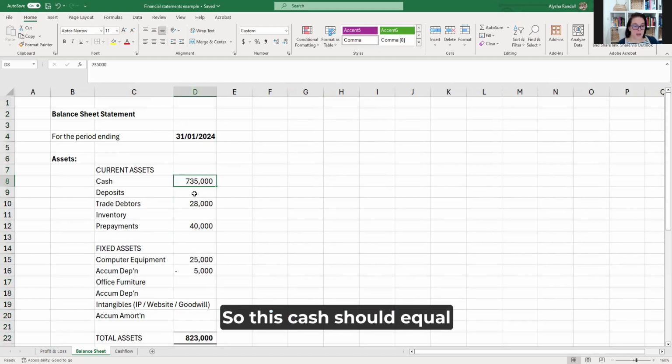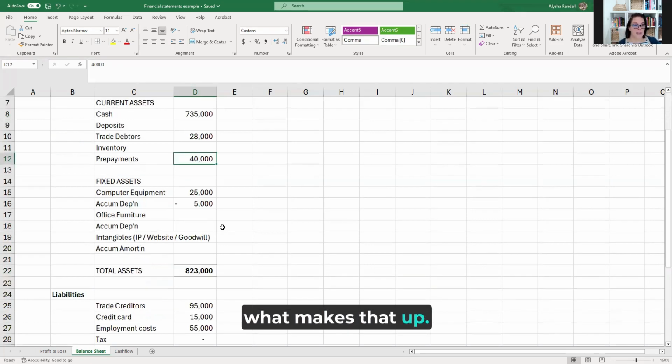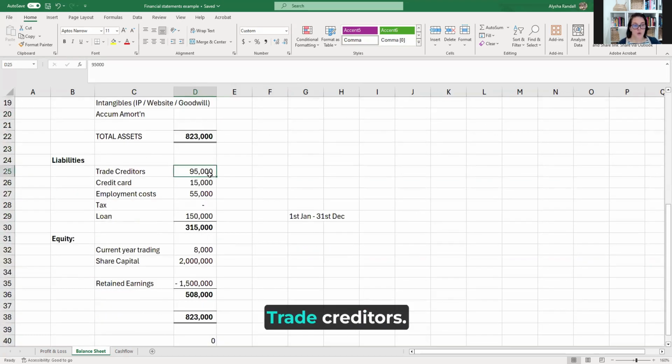So this cash should equal exactly what's in your bank statements on that date. This should equal all of the invoices that are outstanding and that you're actually chasing. That should make up, okay, 40,000: I've got 5,000 with this supplier, 10,000 with this. You should know exactly what makes that up. Similarly, this should also be up to date. Depreciation should be run on a monthly basis. Trade creditors shouldn't have negatives in here. It should be positive. Credit card should equal your credit card statement.